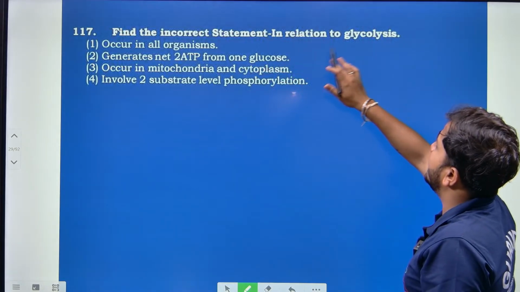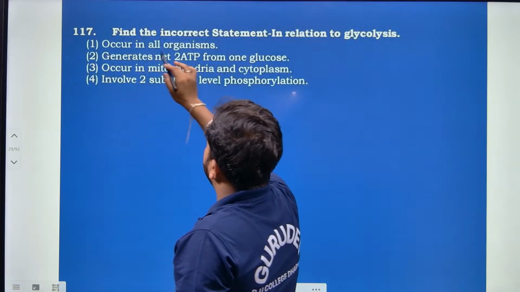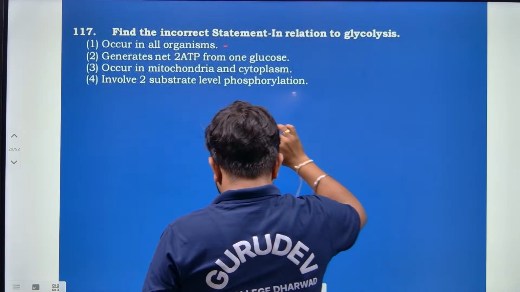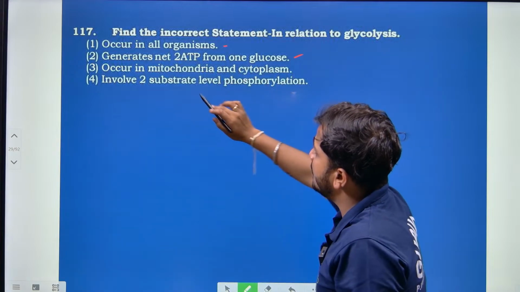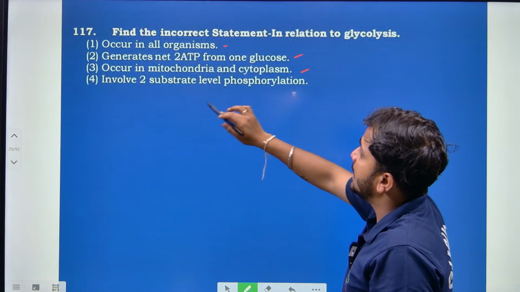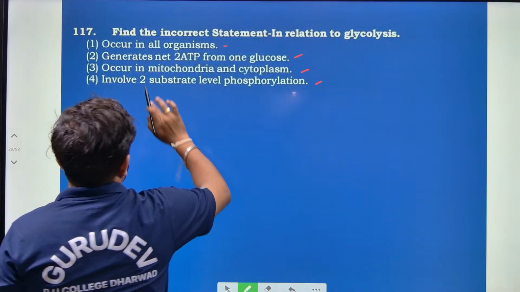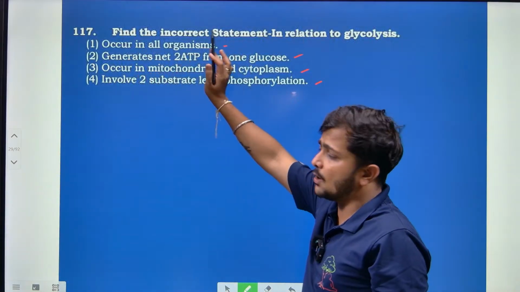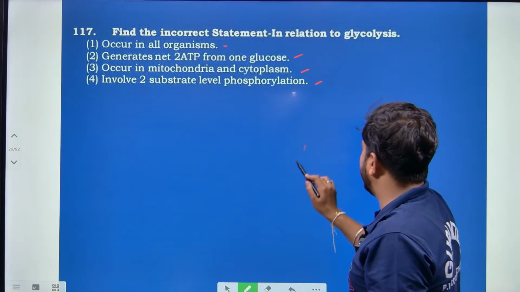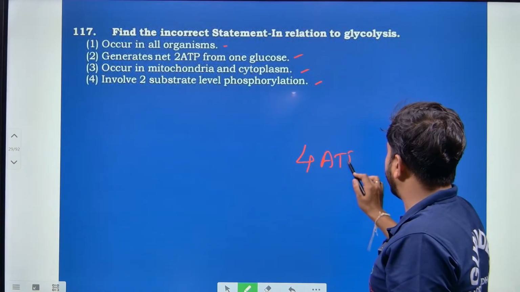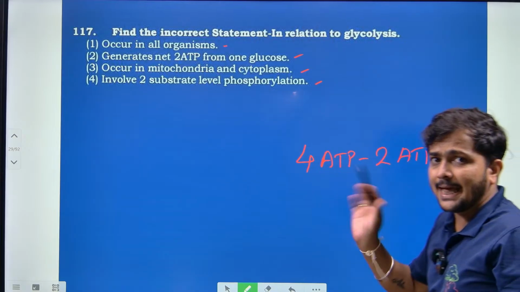Then find the incorrect statement in relation to glycolysis. The options: occurs in all organisms, generates 2 ATP from one glucose molecule, occurs in mitochondria and cytoplasm, involves 2 substrate level phosphorylations. So find the incorrect statement. Yes, glycolysis occurs in all organisms, then it generates net 2 ATP molecules. Overall, 4 ATP molecules can be generated, inside that 2 ATP molecules are utilized in the glycolysis procedure itself.